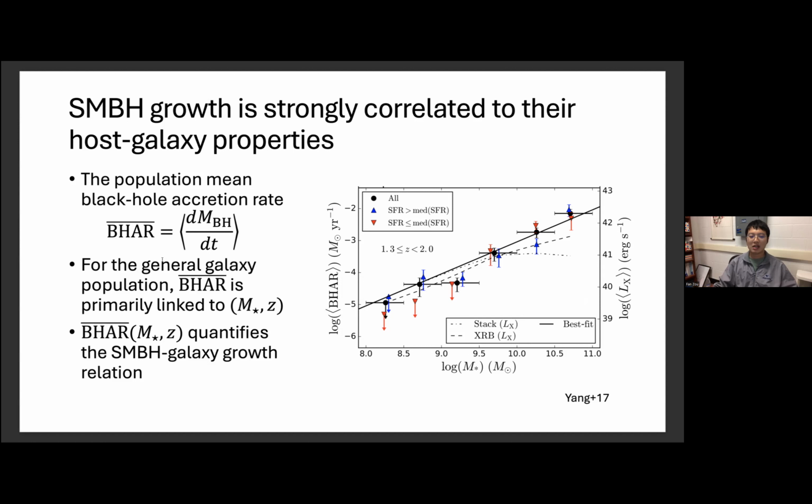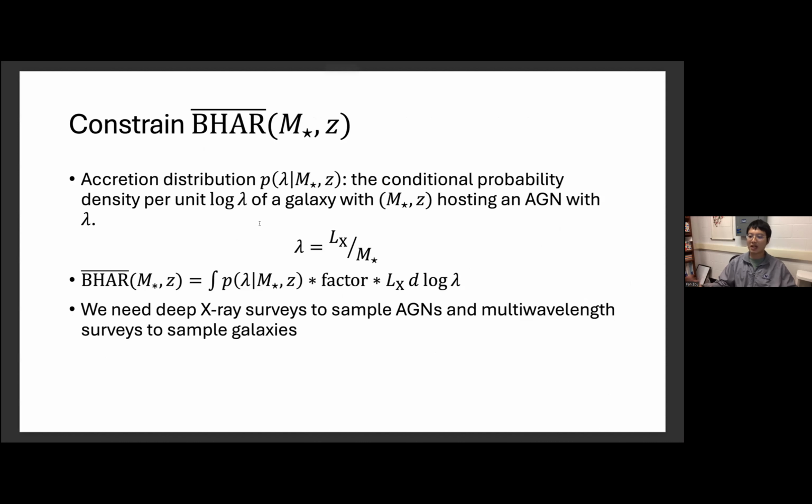And it has been shown that this parameter is strongly correlated with the stellar mass and redshift for the general galaxy population. So this function, the mean black hole accretion rate as a function of stellar mass and redshift, can directly quantify the relationship between the supermassive black hole growth and the galaxy properties. And so we aim to provide the best measurement for this relationship. But how do we constrain that?